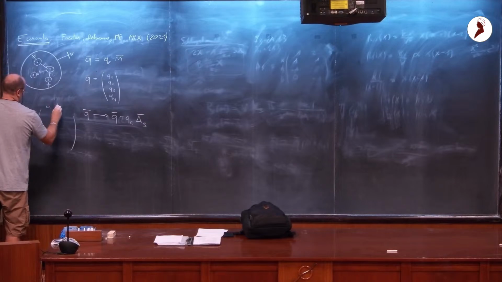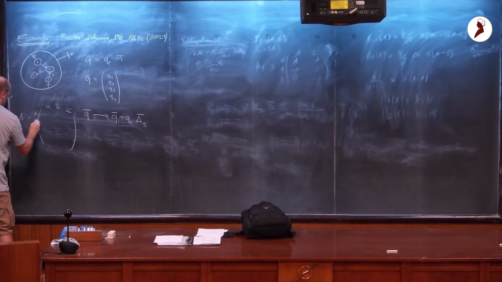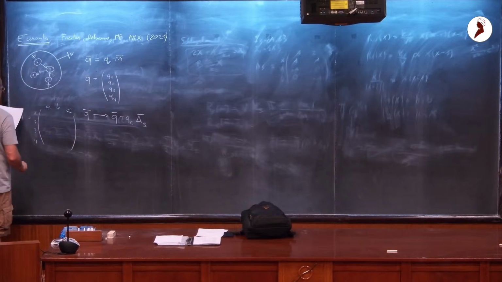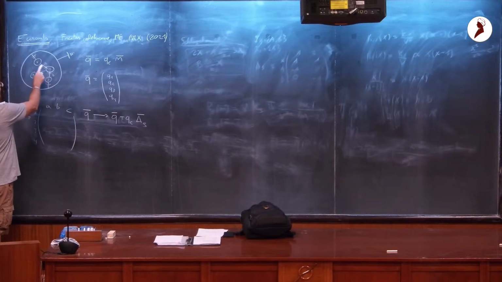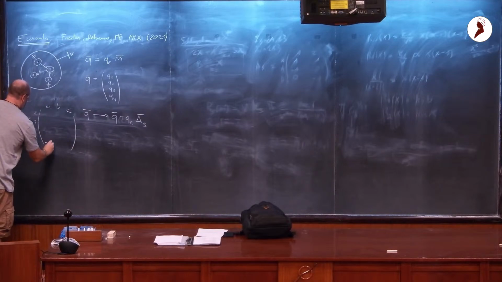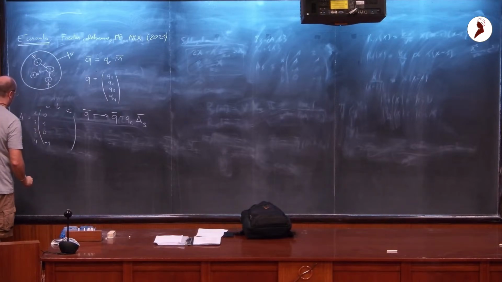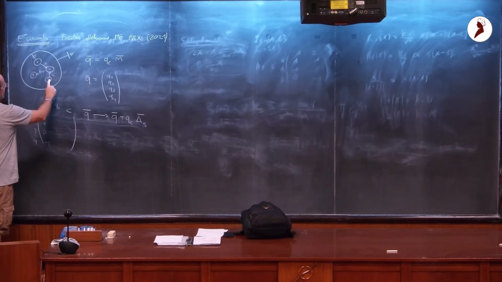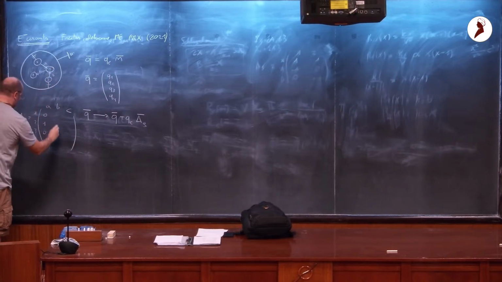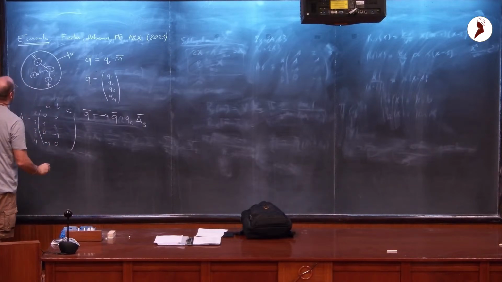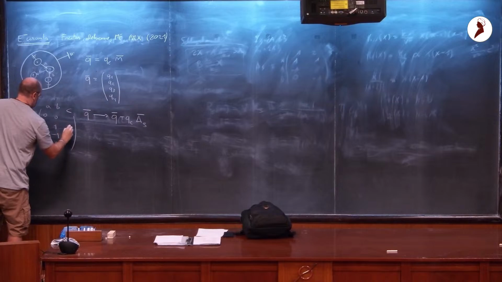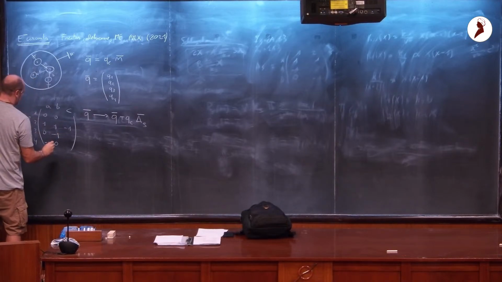So we have A, B, C. We have conductor 1, 2, 3, 4. So the channel connecting 4 and 2 is labeled A. So it takes from 4, it puts in 2, and it doesn't affect 1 and 3. B takes from 3 and puts in 2. And C takes from 2 and puts in 1.